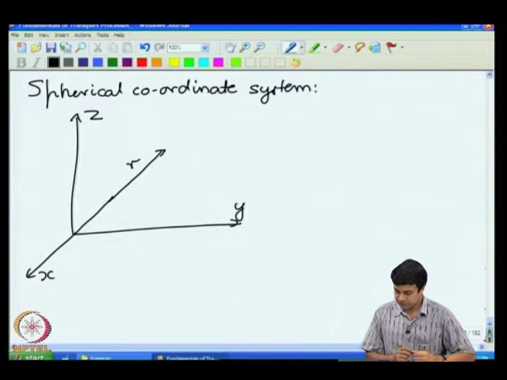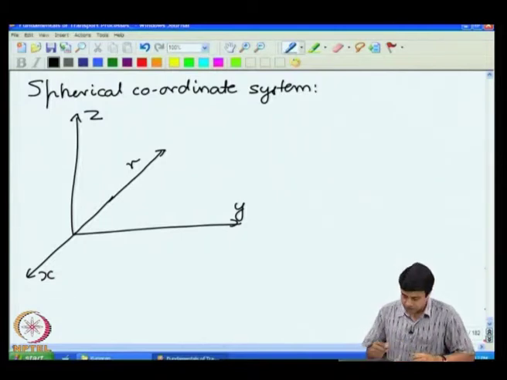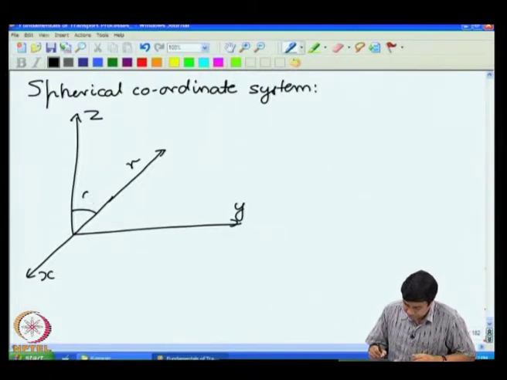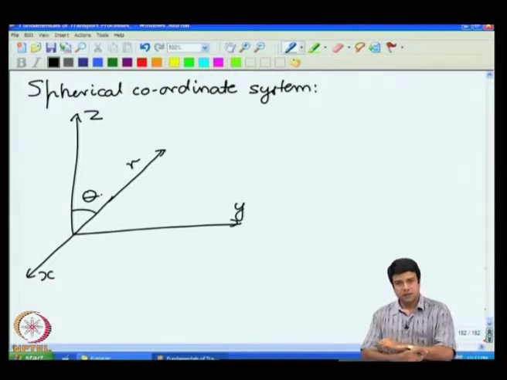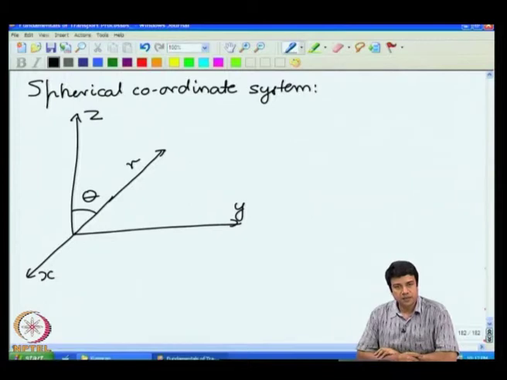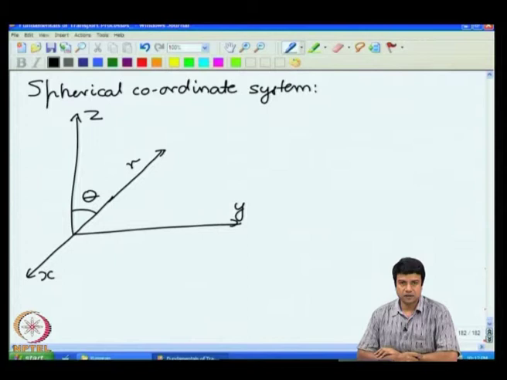Of course, r just gives you the distance, it does not give you the orientation of the vector with respect to some fixed axis. That orientation is provided by two angles in this spherical coordinate system. The first one is the angle theta. Theta is the angle made by the radius vector with the z axis of the coordinate system.